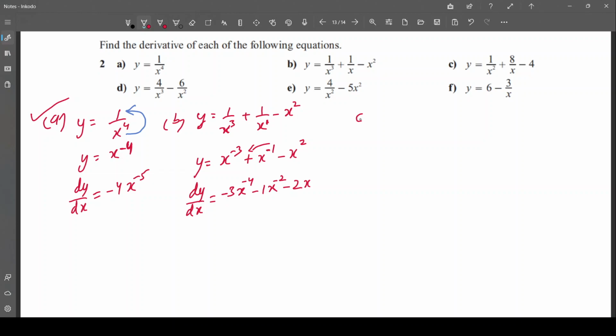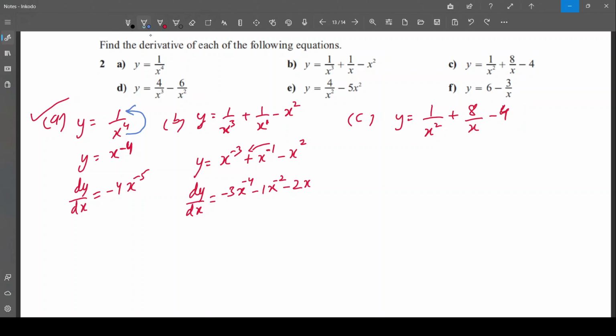So the C part function is 1 upon x square plus 8 upon x minus 4. As we know, the last 4 is a constant term, so this will become 0. We don't have to solve that.